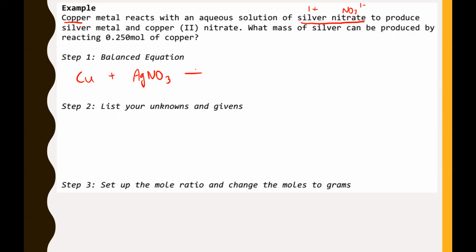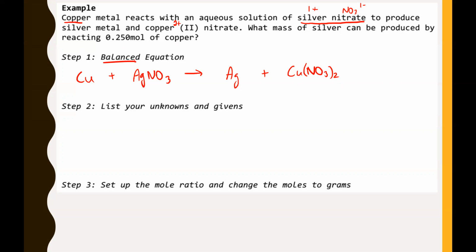When you combine these two together, this is going to form silver metal, so just Ag on its own, plus copper 2 nitrate. So we're saying copper has a 2 positive charge, nitrate has a 1 negative charge, so you swap and drop. It's going to be Cu(NO3) in its own set of brackets here with the 2 on the outside, because we need 2 of these to balance out the charge of the single copper.